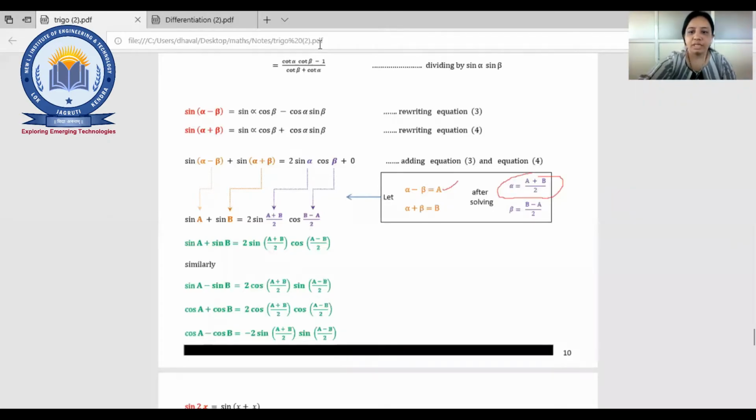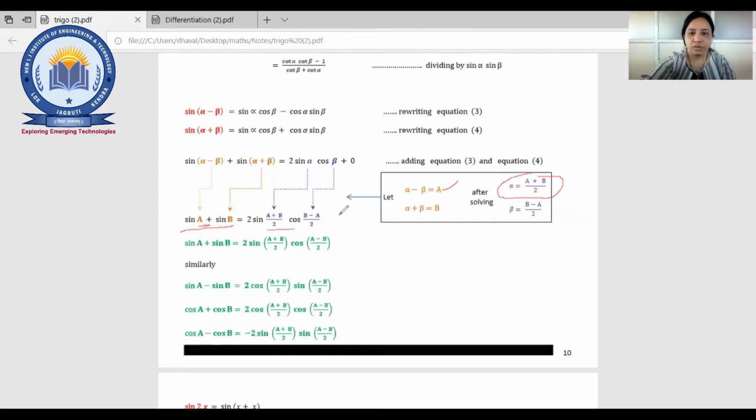So in that one, you just have to put the values of alpha and beta into this equation, right? So you will get your answer. That means you need to remember this equation. Sine A plus sine B equals 2 sine of whatever is here, right? Here it is A and B. So (A plus B) divided by 2, (B minus A) divided by 2. You just have to put those values. Fine. So you will get that answer, right?